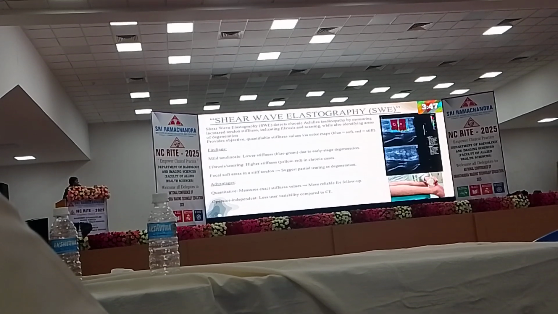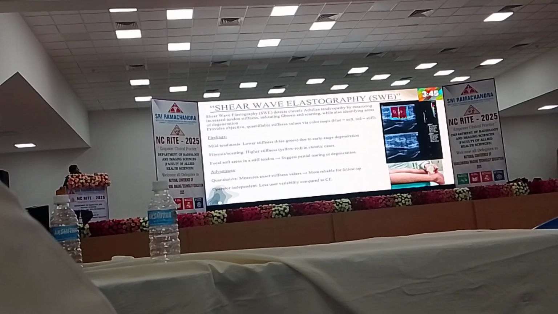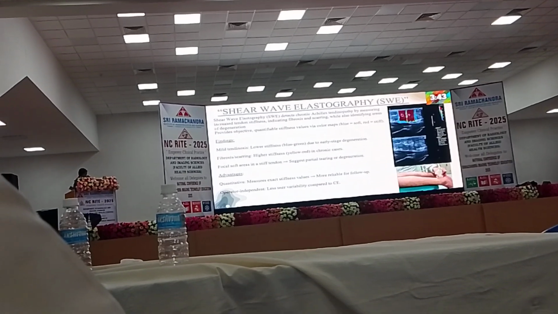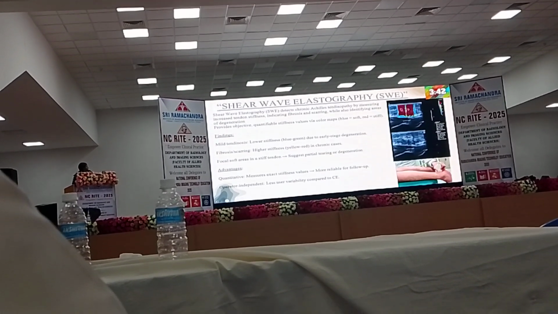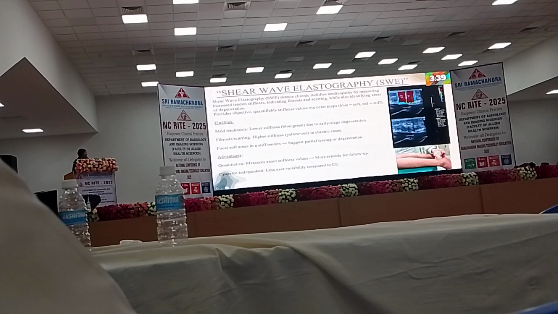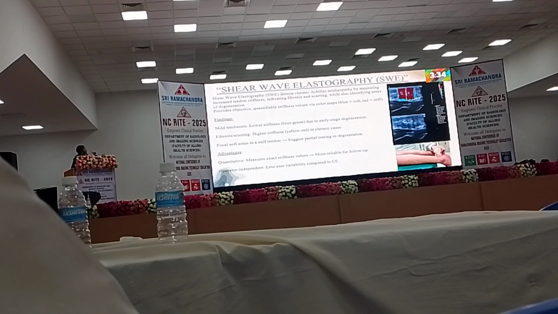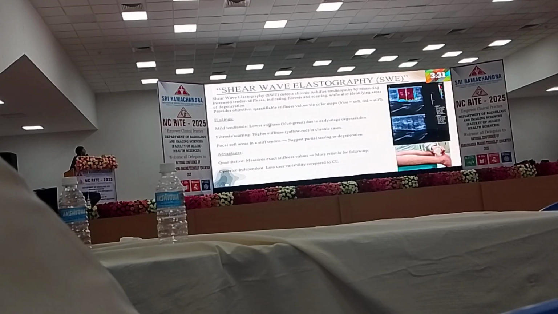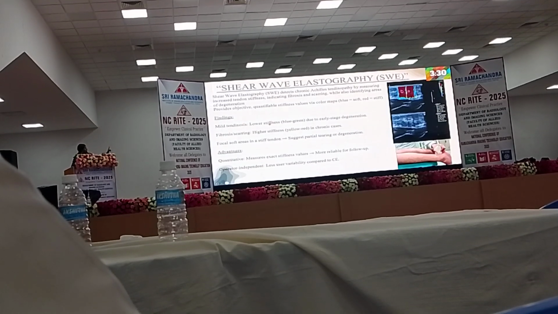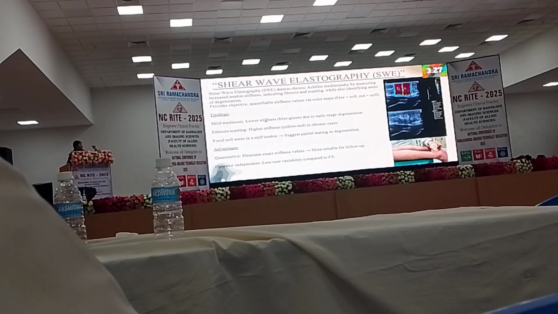Now talking about shear wave elastography, like I said before, the condition previously observed was chronic Achilles tendinopathy. Here, shear wave elastography detects chronic Achilles tendinopathy by measuring increased tendon stiffness indicating fibrosis and scarring, and also identifying areas of degeneration. It provides objective and quantifiable stiffness values. Here, this is the reverse case. Here we'll be observing tendon being soft as blue region and tendon being stiff as red region.